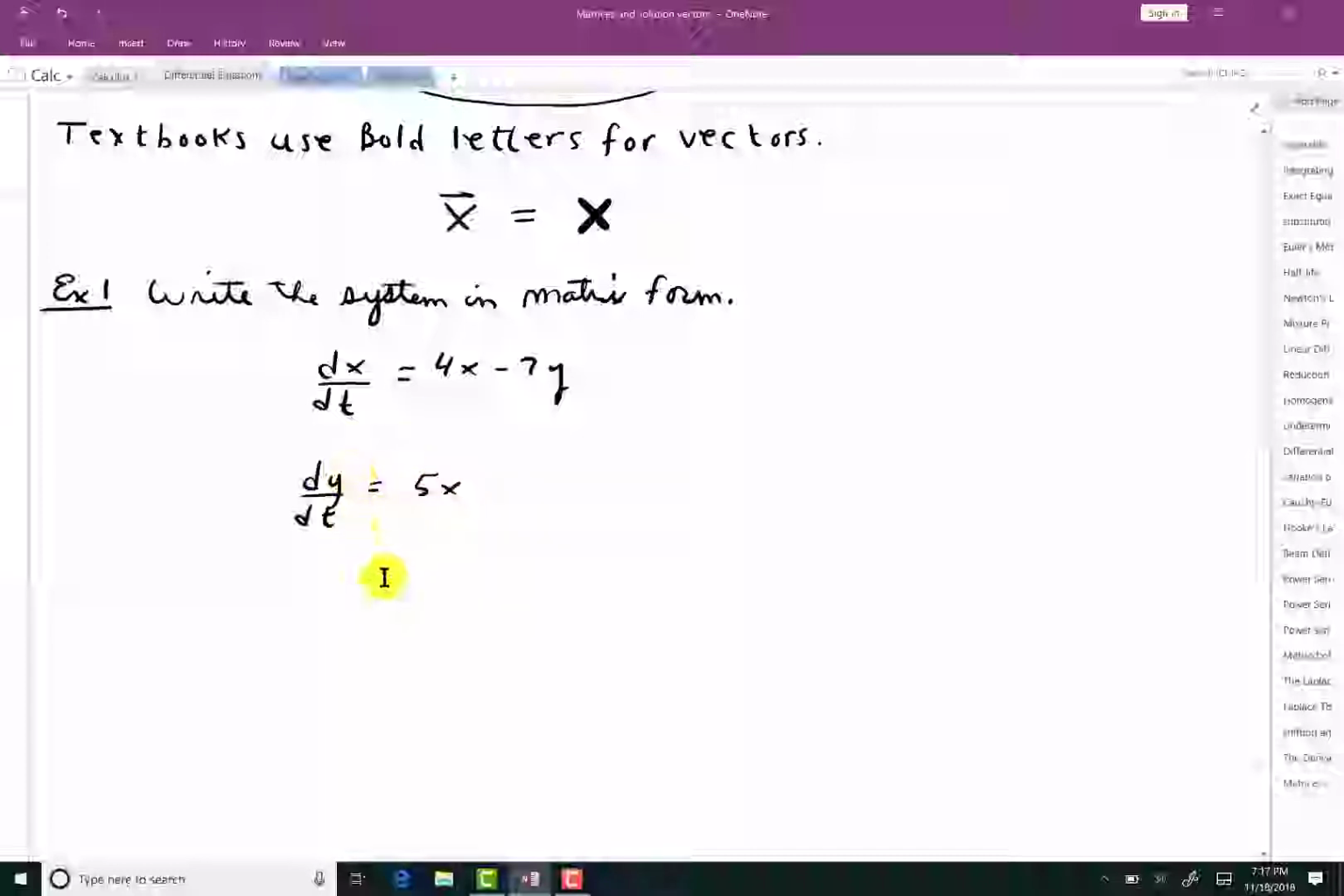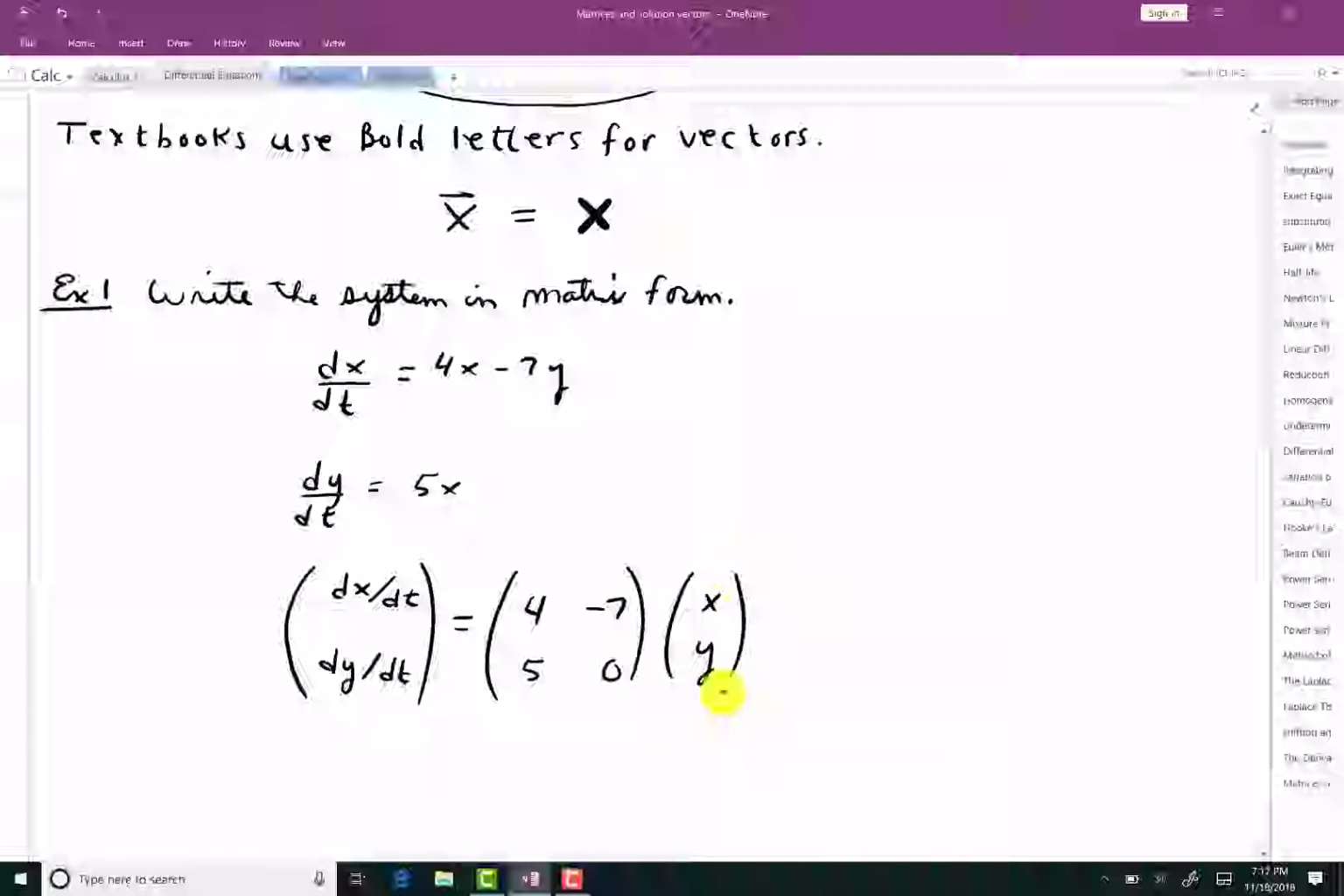So as a matrix form, the first thing I might think of doing is writing this column as, say, dx over dt, dy over dt, and that would equal, I'll copy the coefficients, 4 is in front of x there, negative 7 is in front of y. And we've got a 5. There's a 0 in front of the y in the second equation. And then I'll put my x, y over here.